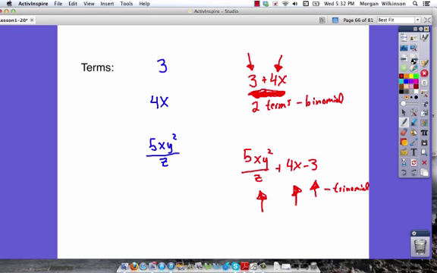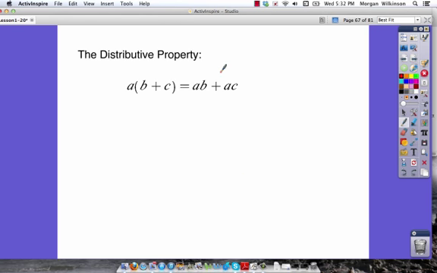Now, looking at that, we can work with the distributive property. The distributive property looks like this. And if you look at your textbook, this is the definition. It says A times the sum of B and C is equal to the product of A and B plus the product of A and C. And we can use this distributive property to help us to expand expressions that contain variables. That's the most common and the most useful point for it.